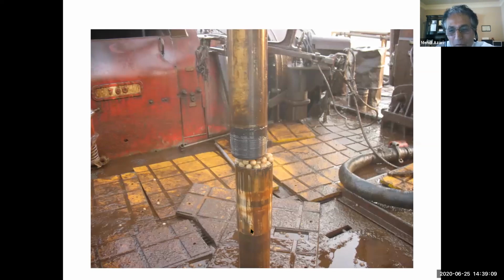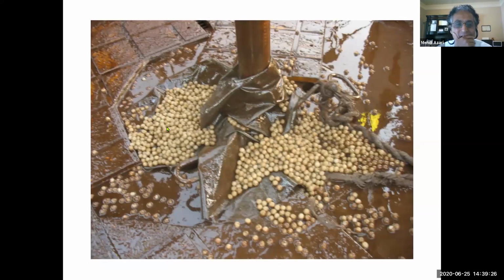Now, look at this one. I usually like to ask the question, what is that one? This is at surface. You're opening the joint of the drill pipe. You open that one, you move this one away, and you get this one. Nice round pebble. So I keep asking questions. Somebody said, oh, propane, someone said this, someone said that.